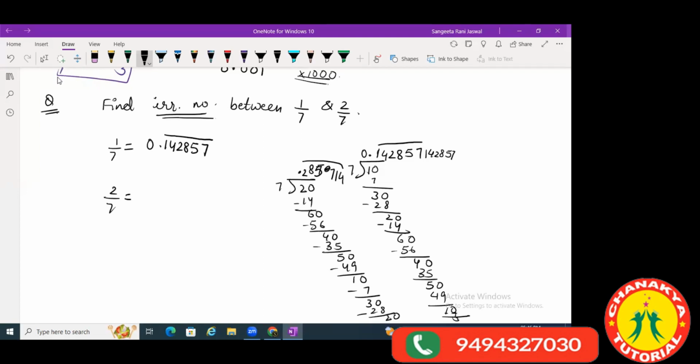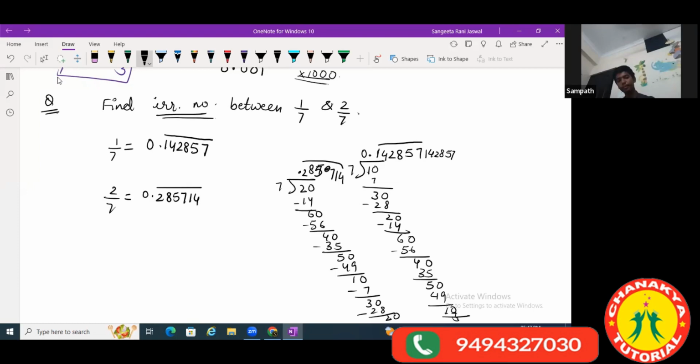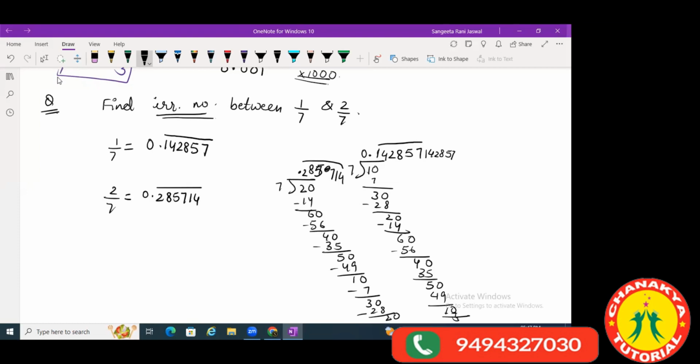So here you got 0.285714. This string of numbers is repeating again. Since we have got 20 here, the same thing starts again like this, right? Yes, ma'am. So now look here, everyone please pay attention. Now 1/7 we have got in decimal form, and 2/7 also in decimal form. We found that the string of numbers will repeat again.